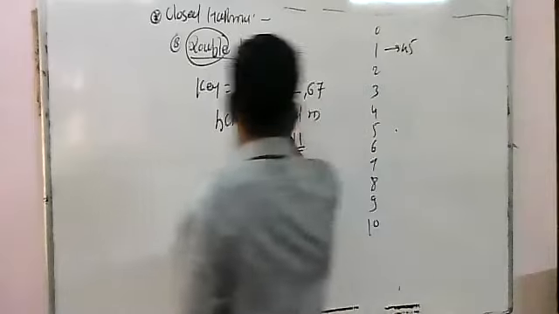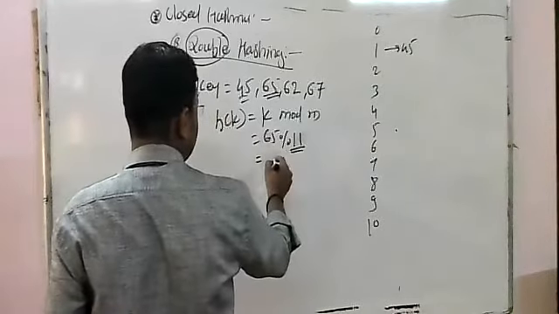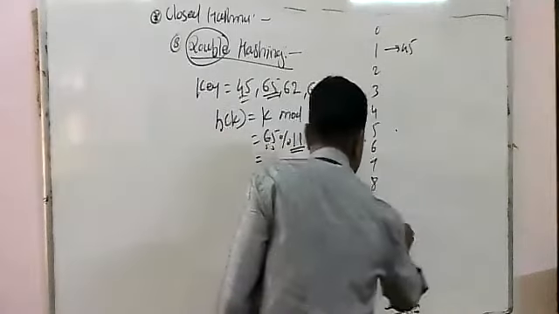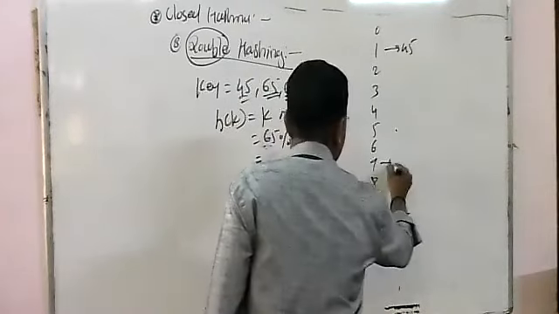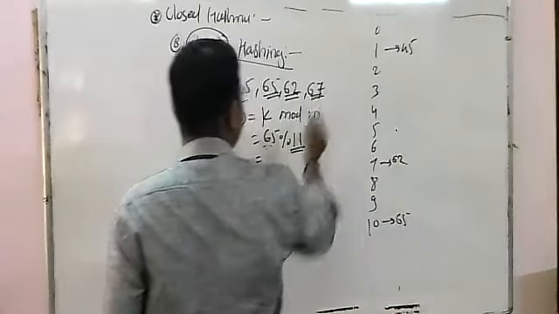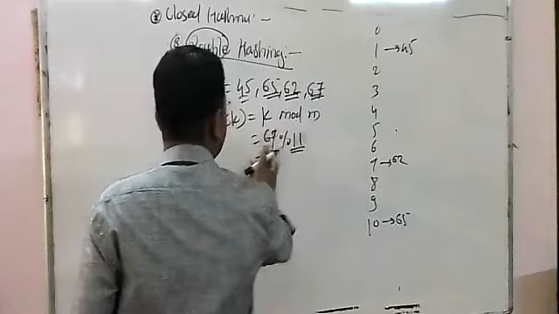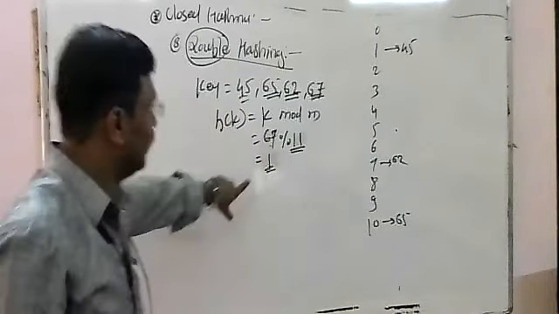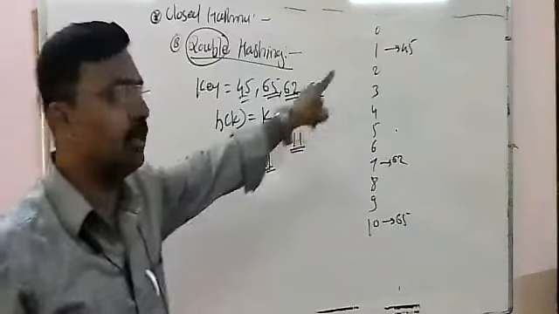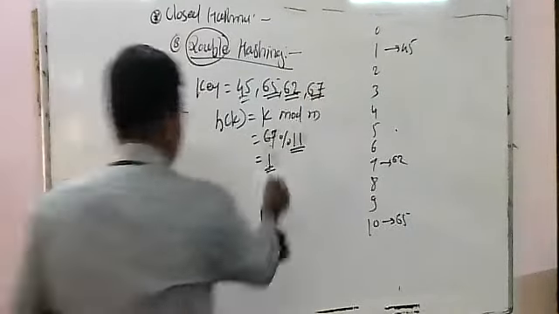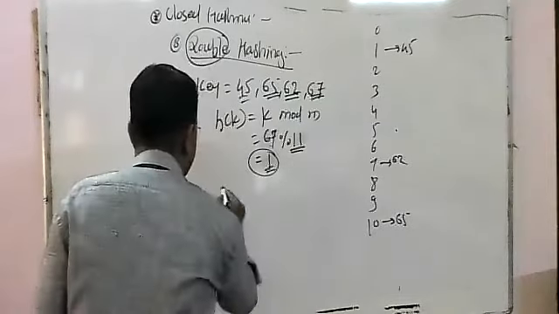Similarly, 65 mod 11, and then 67. 67 mod 11 is 1. Here the index value is 1, but at 1 there is already one element present, and that number is your 45. So, if there is a collision, we are going to apply another hash function.